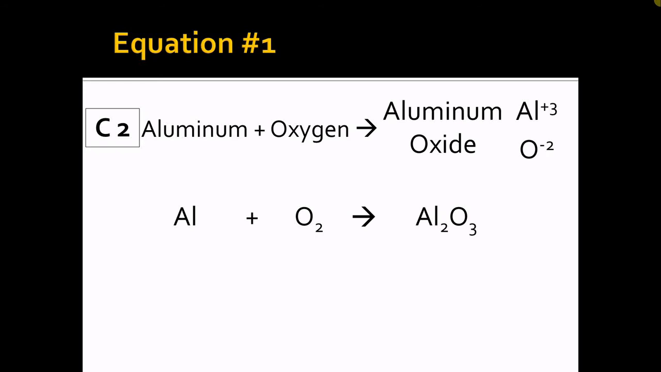You don't want to stop there. You want to balance this equation. That's always our last step in all of these for all 5 reaction types that we have. So take a look on the right hand side.